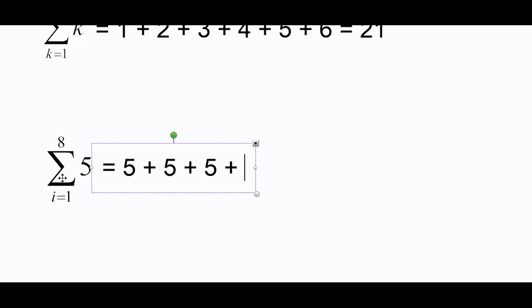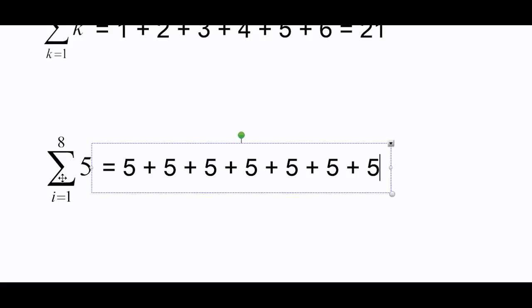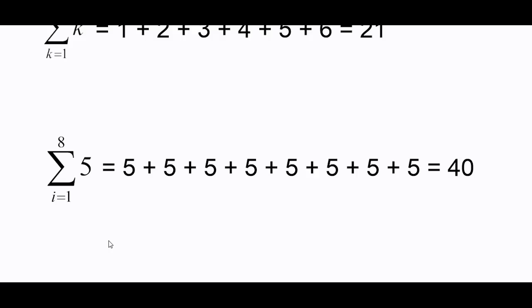So that would be 3, 4, 5, 6, 7, 8. And so I add all of those together, and it gives me a value of 40. So I'm counting 8 times because I start at 1, go to 8, and I'm counting all the whole numbers in the middle.